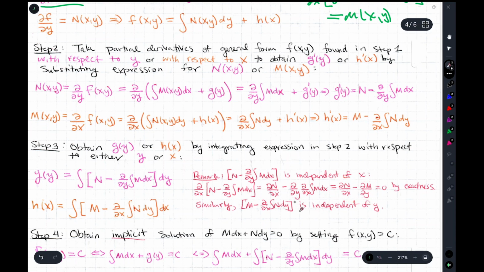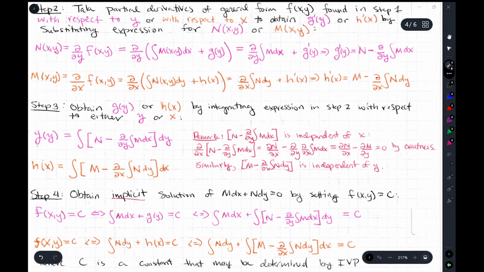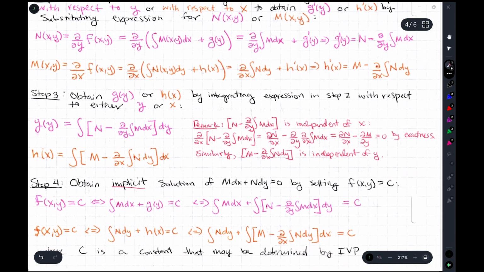Once you switch around the derivatives, you'll end up with this expression. By exactness, we know that's 0. When the partial derivative of an expression with respect to x is 0, it means it doesn't depend on x. You could do the same thing for this expression and show that it doesn't depend on y. And so this is a good old-fashioned antiderivative with respect to x there in orange.